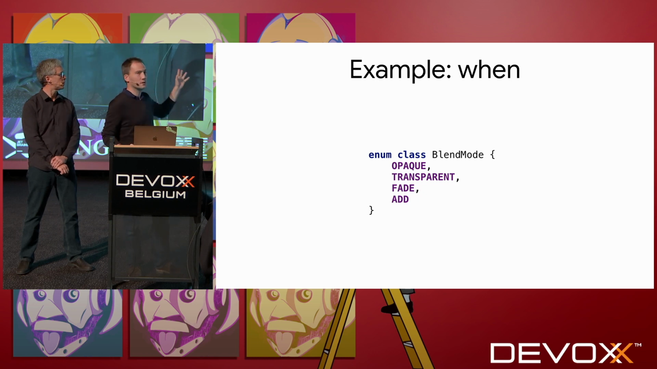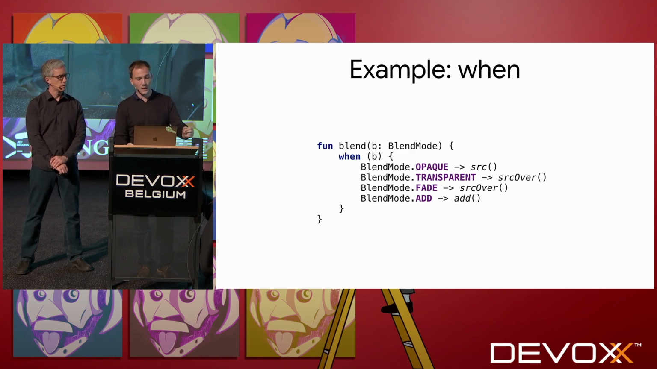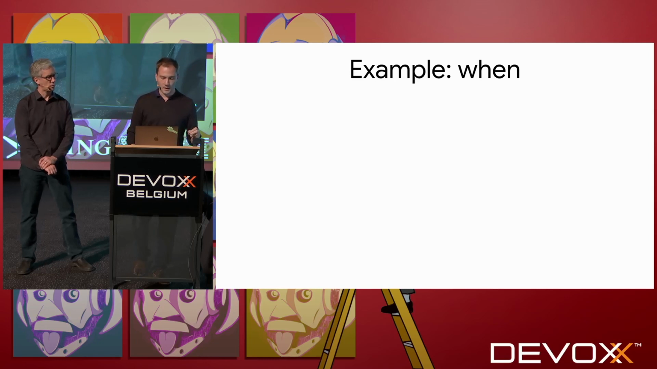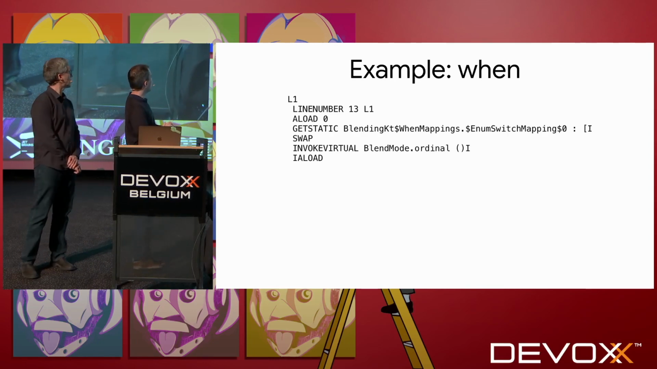So here we have a simple enum that I've declared. It's called blend mode. It has 4 different values. And then I wrote a function somewhere in my code, and I switch over an instance of that enum, and I have all the possible cases, and I just invoke a function. It doesn't really matter what we do here. What's interesting is that we just switch over the enum, and we have the different cases. So if we look at the bytecode, we see this happen.